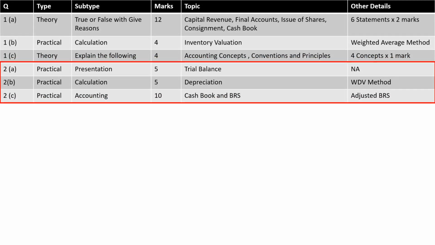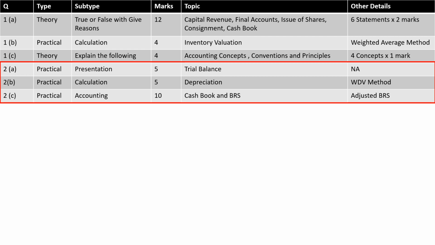Now the second question was again having 3 subparts, 2A, 2B and 2C. All the 3 were practical questions, but 2A was a presentation question. They had already given you a list of different balances and you were supposed to prepare trial balance out of it, only 5 marks. So very easy question it was.